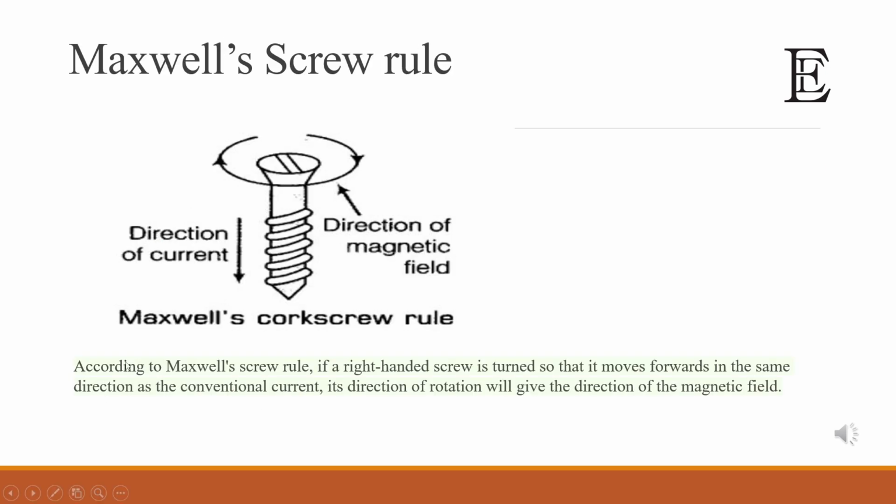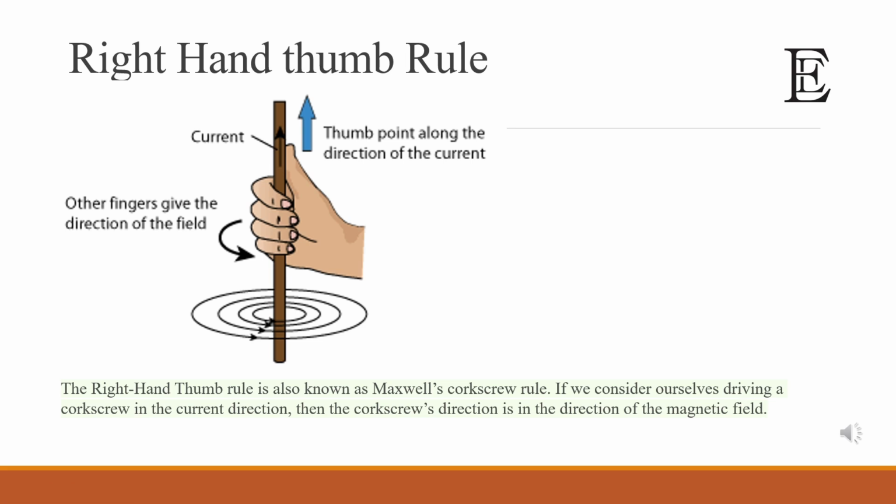According to Maxwell's screw rule, if a right-handed screw is turned so that it moves forwards in the same direction as the conventional current, its direction of rotation will give the direction of the magnetic field. The right-hand thumb rule is also known as Maxwell's corkscrew rule. If we consider ourselves driving a corkscrew in the current direction, then the corkscrew's direction is in the direction of the magnetic field.